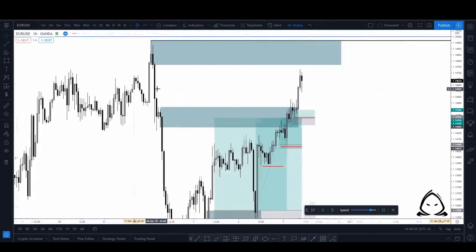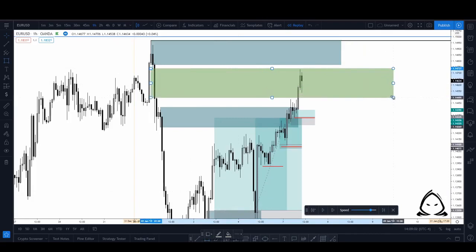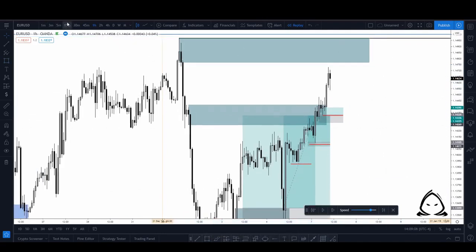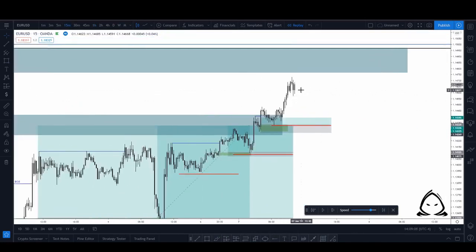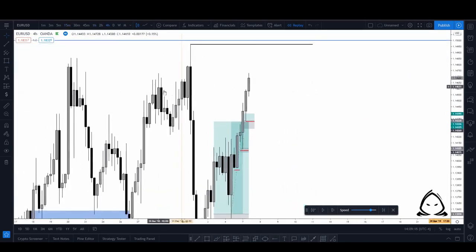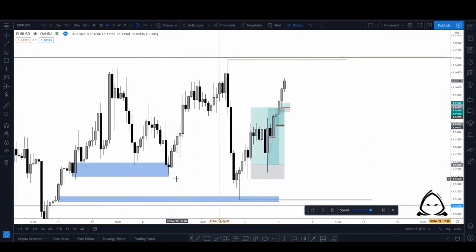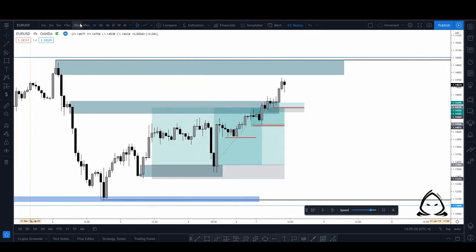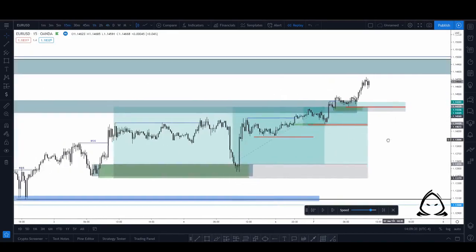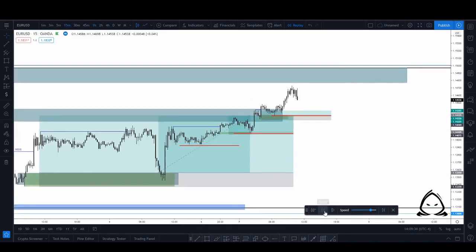If we go to the hourly chart, we can see that the inefficiency that was created on this level right here has now been filled. So more than likely we could be seeing a deeper pullback. On the 4 hour, we can see we're tapping into basically what looks to be a 4 hour order block as well. So there's a lot of confluence for this trade to start turning around, or at least giving us signs that we might see a bit of a reaction here. So we'll see how this pans out.